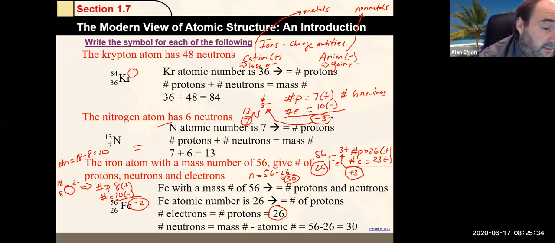Basically, you take the atomic number and subtract the charge when it's positive. So our iron with the +3, iron had 26 for its atomic number. You get rid of the 3, and you're down to 23 electrons in that case. Any questions on any of that? Okay.